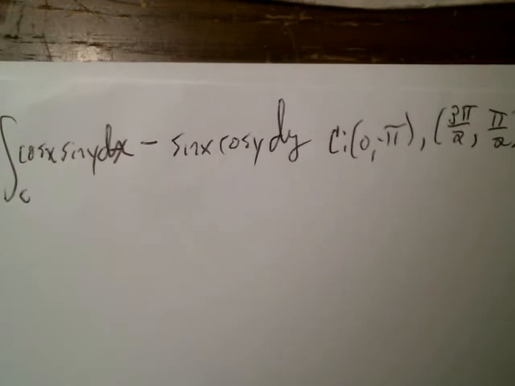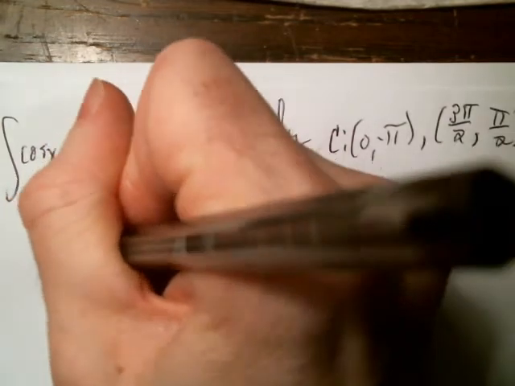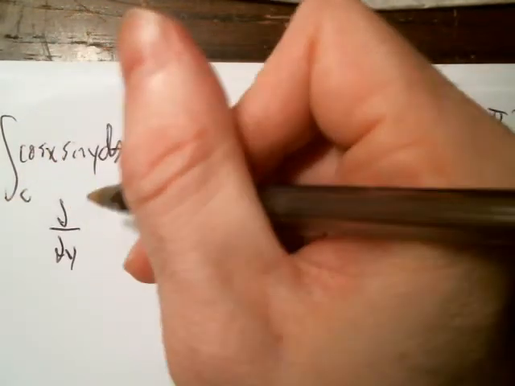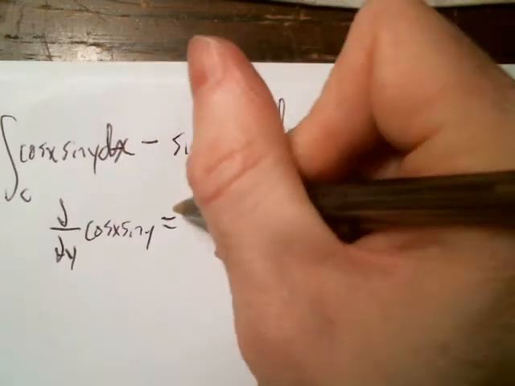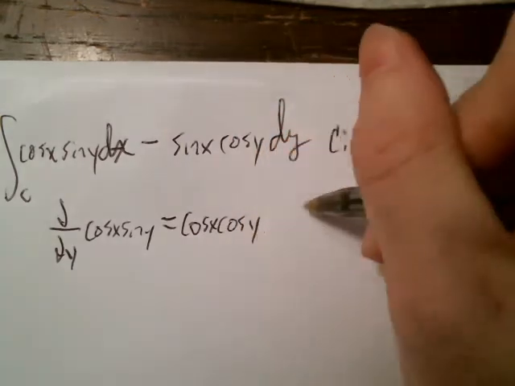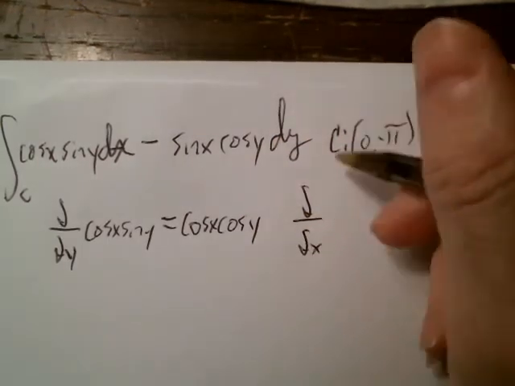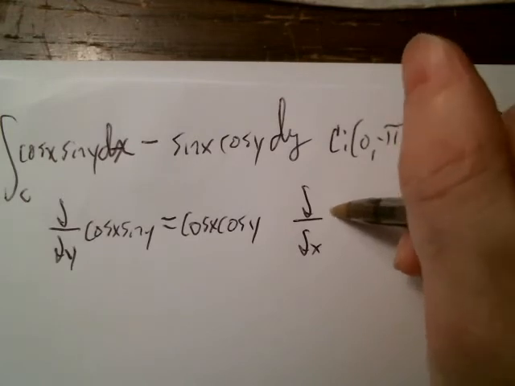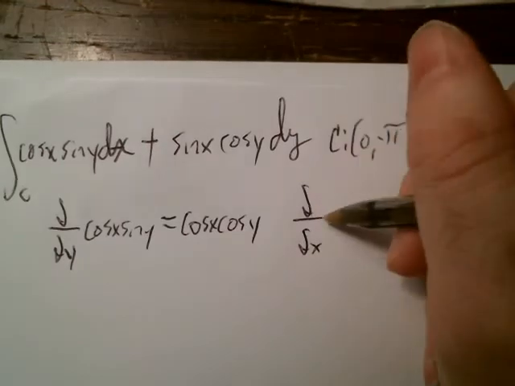Okay, so first I'm going to show it has a potential function. It's conservative. So take the derivative of the first guy with respect to y. And of course that's just cosine x cosine y. And then take the derivative of the second guy with respect to x. Whoops, this should be a plus. Otherwise, it's not going to be conservative, is it?